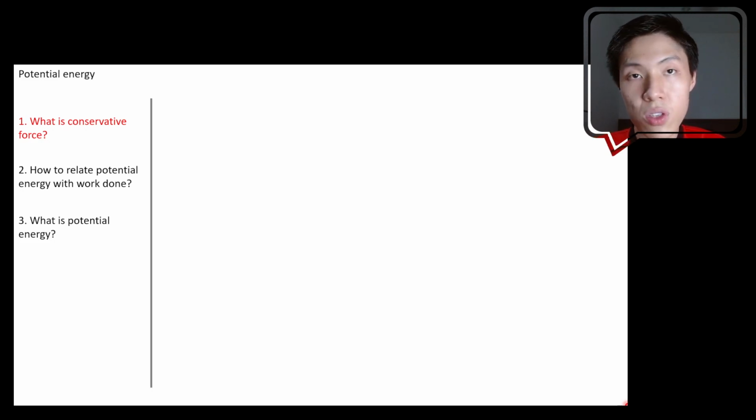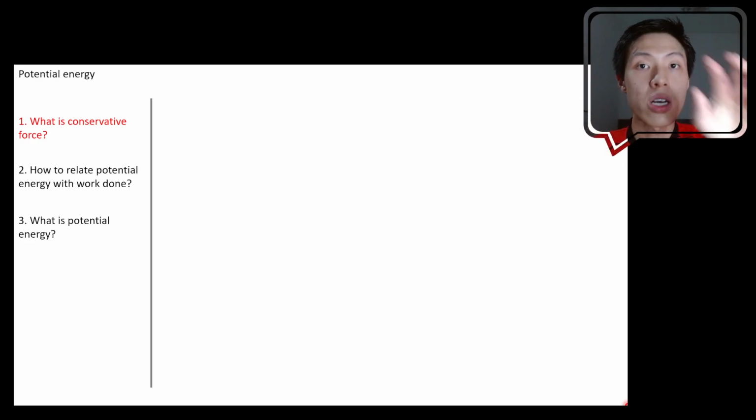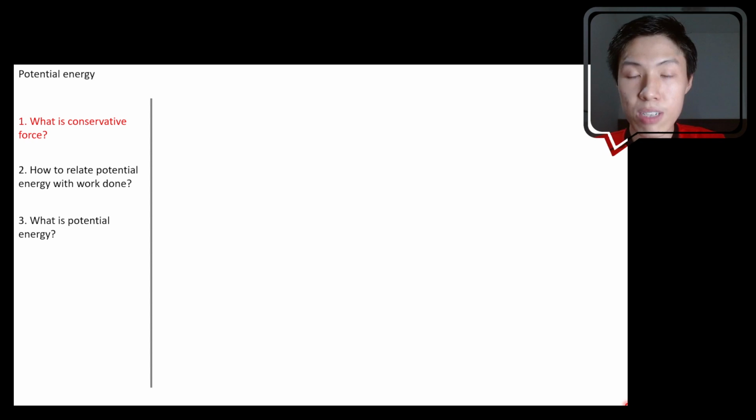Throughout the many videos in chapter 5, we have encountered various situations in which we have multiple forces acting on an object which is undergoing a straight line displacement from an initial position to a final position. We can determine the work done by each of the forces, and we found out these can be either positive, negative, or zero depending on the situation.